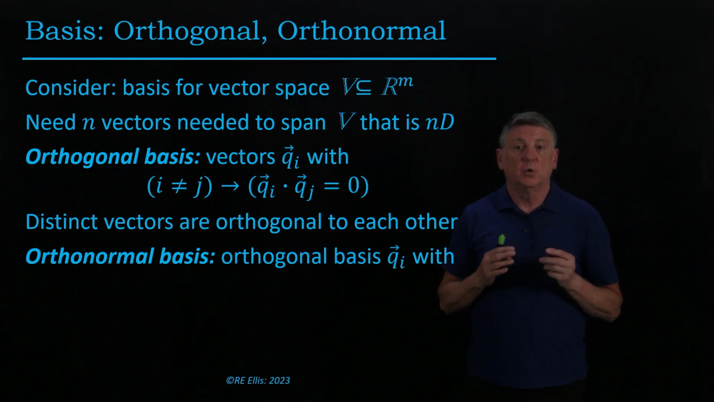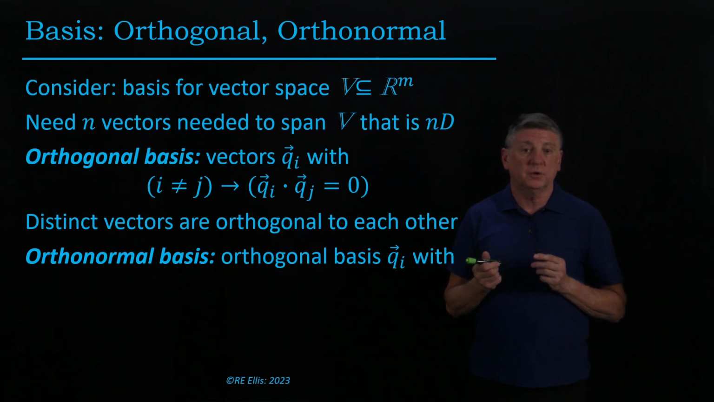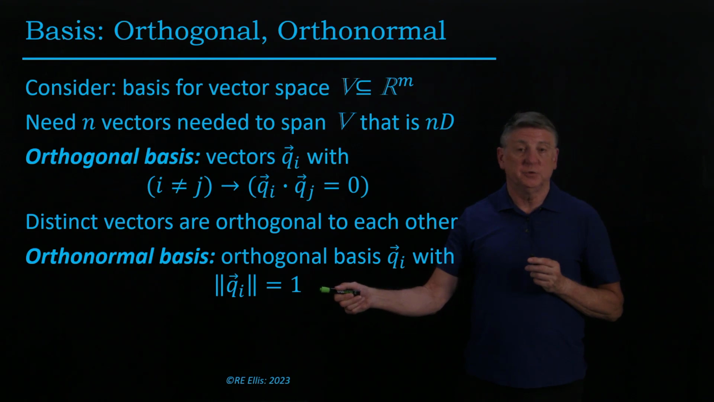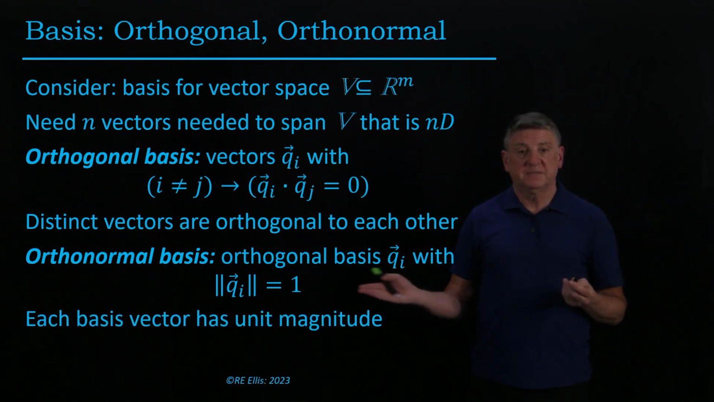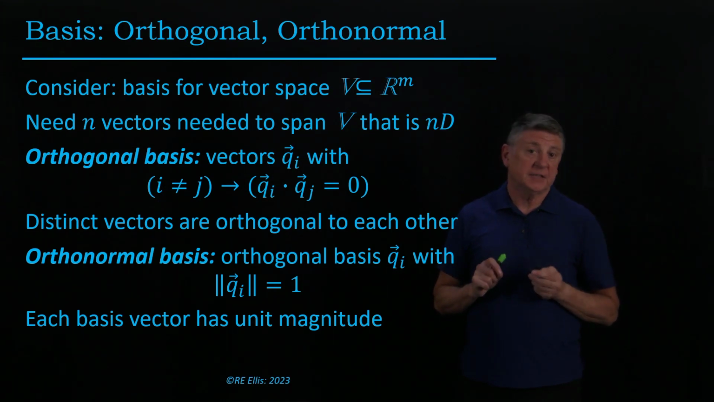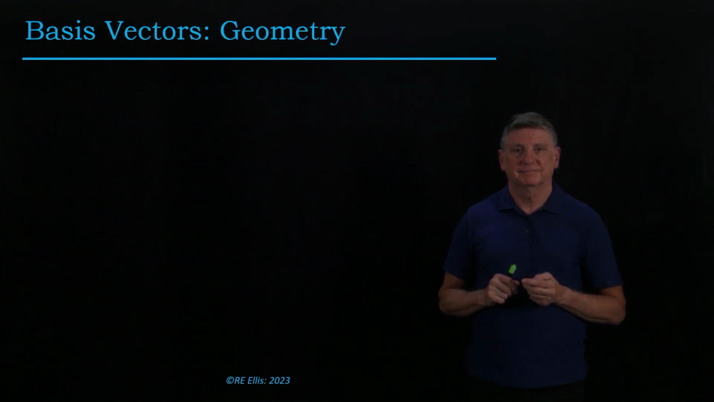An orthonormal basis is a particular kind. It's an orthogonal basis such that every vector has a unit magnitude or unit norm. So each basis vector, this is the best kind of basis, an orthonormal basis. By best, I mean that it has certain numerical properties that we will prefer.